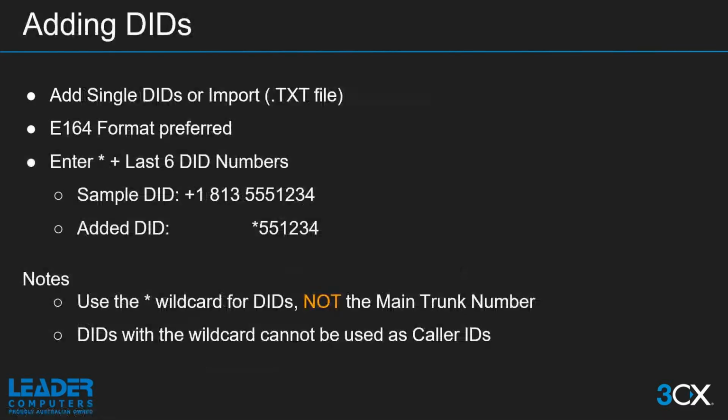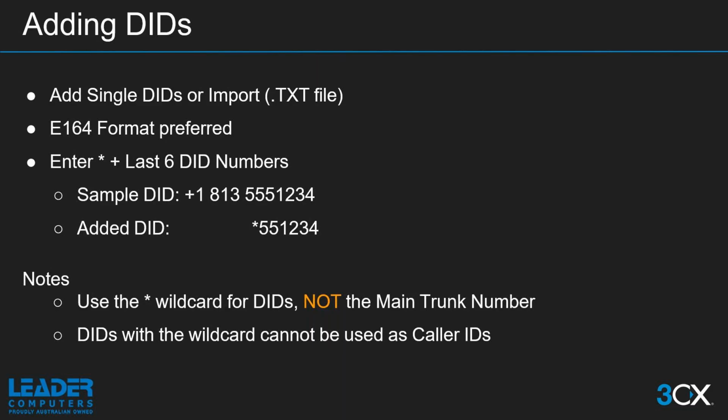So adding a DID, you can add it either one by one or import it from a .txt file. So both ways you can do it. I'll show you all these things during the demo after this module. And it's always preferred to have E164 format, which is basically the number entered with a plus and the last 9 digits. So basically something like a +61 followed by the state code, let's say 8, and then the rest of the 8 digits.